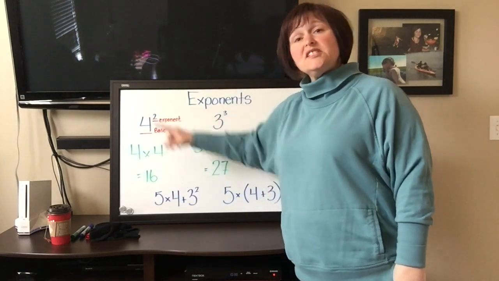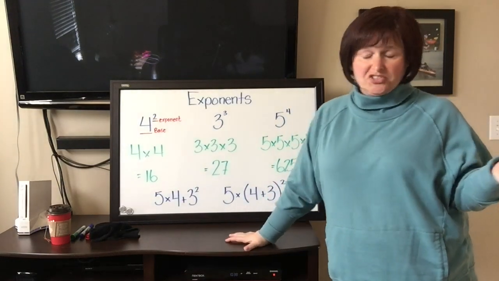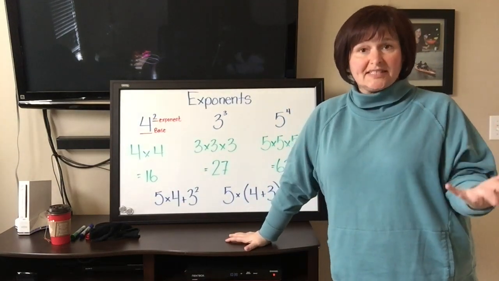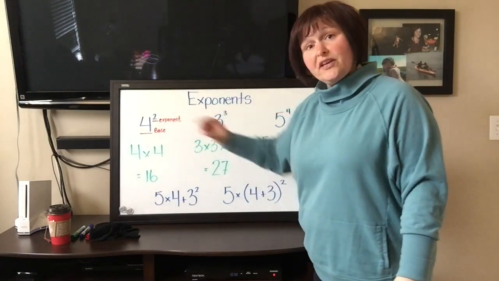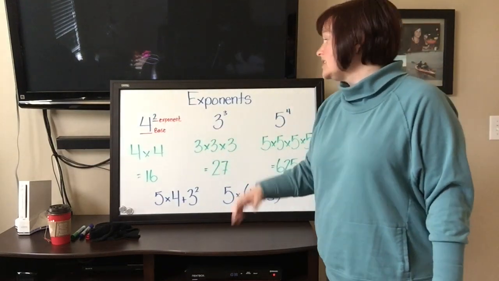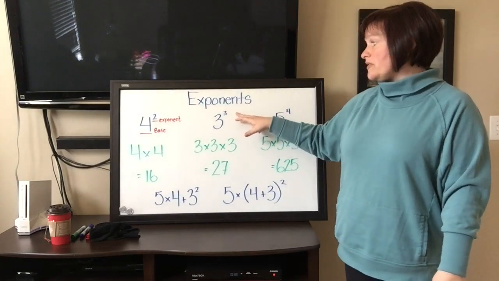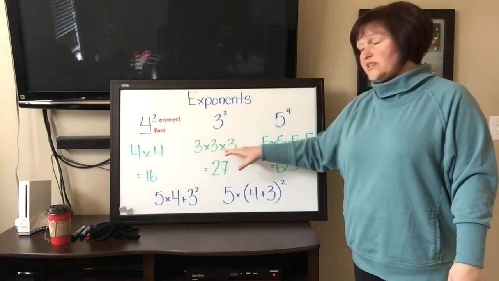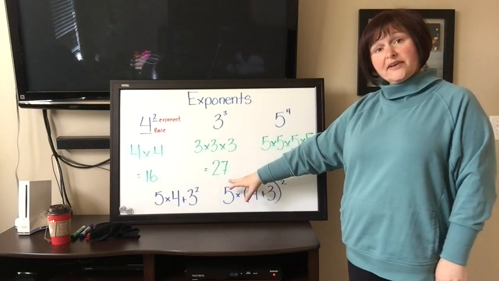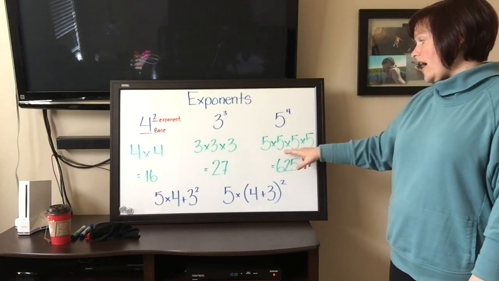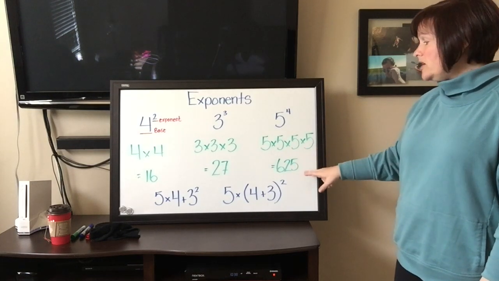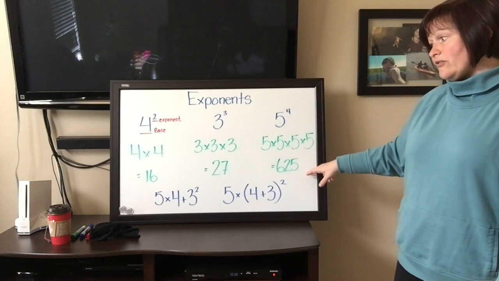Now this has an exponent of a positive integer. Even though you don't explicitly see the plus sign, we can assume that the base and the exponent are both positive integers. Same with 3 to the power of 3. It's 3 times 3 times 3, which equals 27, or 5 to the power of 4, which is 5 times 5 times 5 times 5, which equals 625.